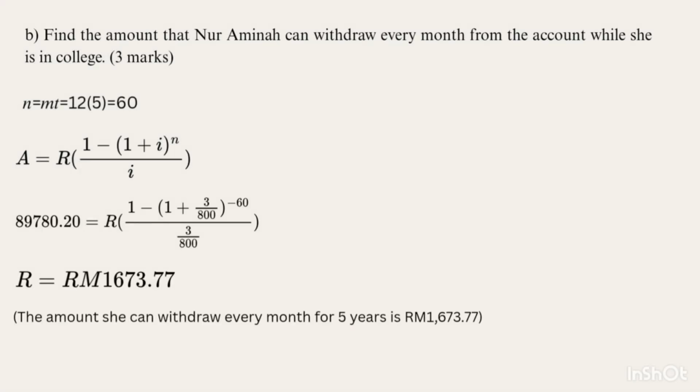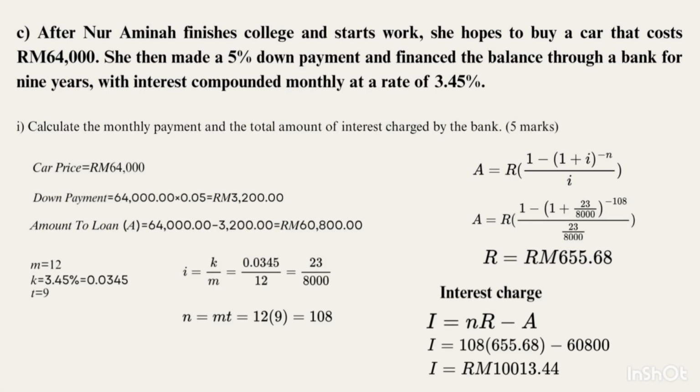Next, question 2B. Find the amount that Nur Aminah can withdraw every month from the account while she is in college. Before we start, we need to find the amount of n using formula n equal to mt. M is 12 while t is 5. And we will get n is equal to 60. Now we can solve the question by using the formula and information that is available. We will get the answer of R, which is RM 1,673.77 cents.